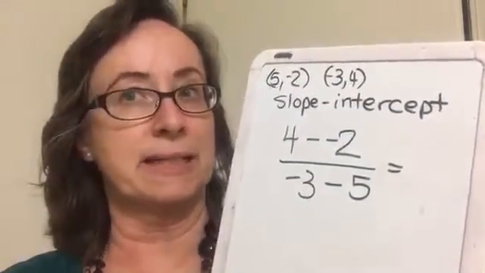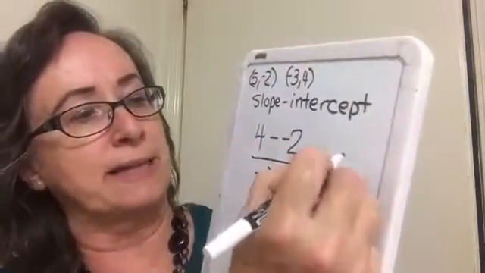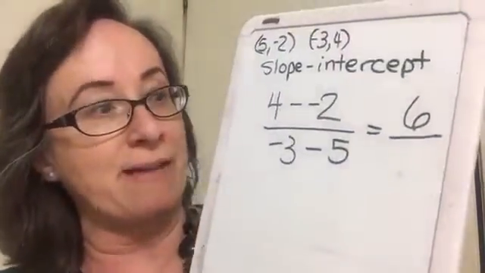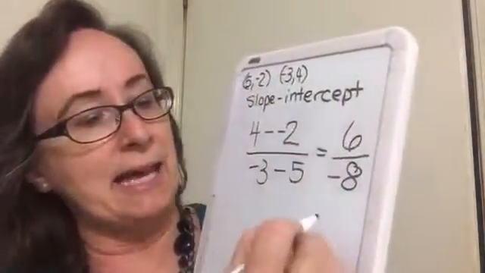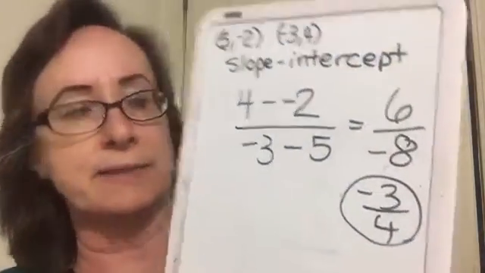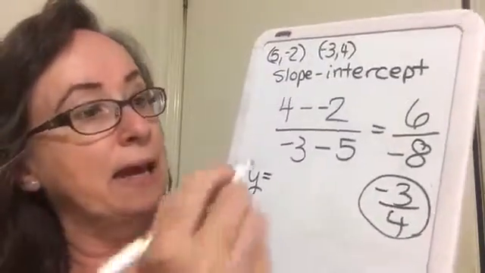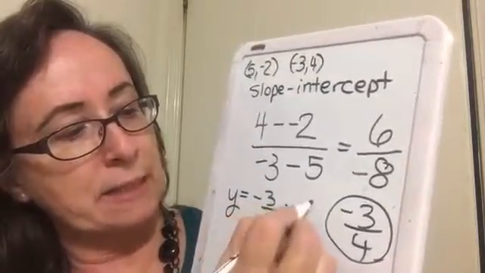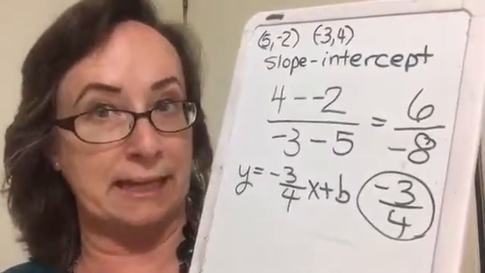Okay, so as long as I'm consistent, I can use the points in any order. So 4 minus -2 is 6, because that becomes an addition, and -3 take away 5 more is going to be -8. So now I've got a -3/4 slope when I reduce -6/8. So now I'm going to say y is m, which is -3/4, x plus b.